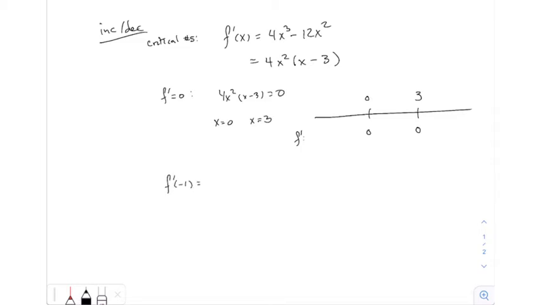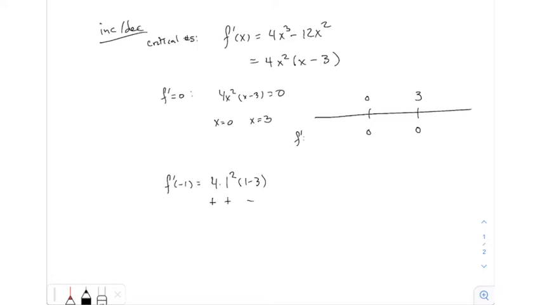Plugging in, I will use the factored form, just because that's the easiest to plug into without using my calculator. I don't really like plugging into that top equation. So it's 4 times minus 1 squared times minus 1 minus 3. And is that positive or negative? Remember, if you just have a bunch of stuff multiplied together, you can just check if each part is positive or negative. In this case, it's a positive, and then a positive, and then a negative.